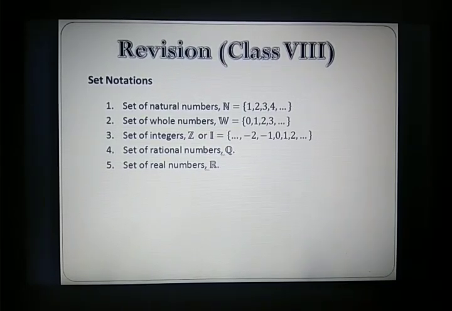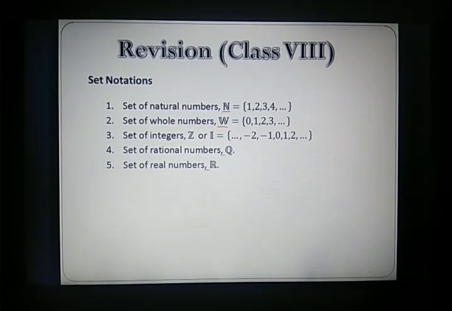For example, number 1, the set of natural numbers. It is denoted by N, and we know that natural numbers start with 1, 2, 3, 4 and go till infinity. Second is the set of whole numbers, denoted by W, which starts from 0, 1, 2, 3 and goes on till infinity.